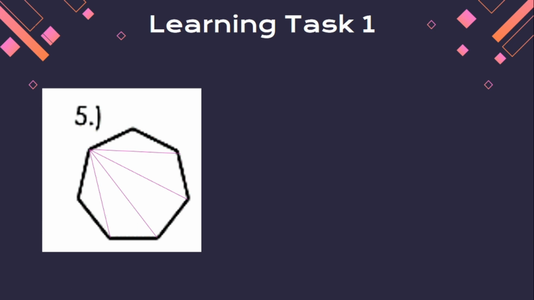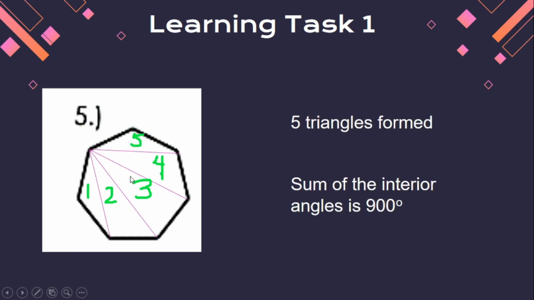Next, last figure. So, we have here the last polygon. We have here how many diagonals? 1, 2, 3, 4. And how many triangles yung na-form natin? 1, 2, 3, 4, 5. So we have 5 triangles formed. So 5 times 180 degrees, that is equal to 900 degrees. So therefore, the sum of the interior angles of this polygon is equal to 900 degrees.